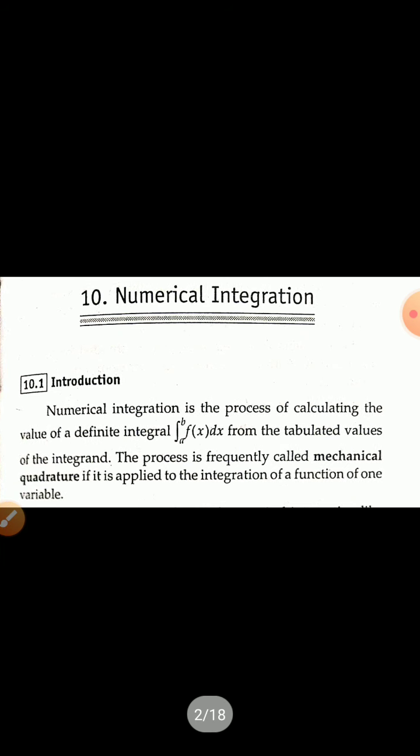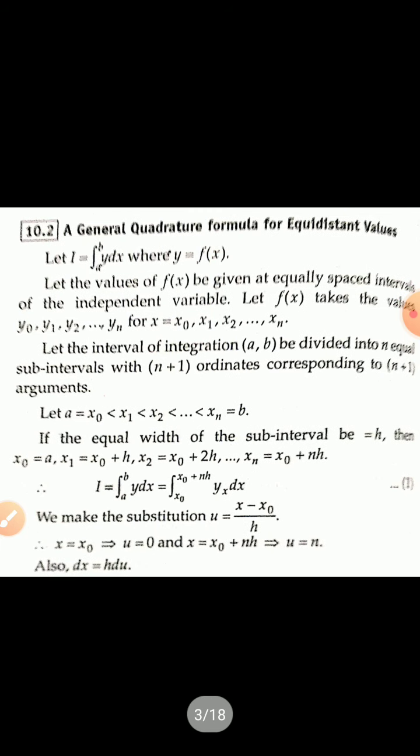Numerical integration is the process of calculating the value of a definite integral, integration a to b f(x) dx, from the tabulated values of the integrand. The process is frequently called mechanical quadrature if it is applied to the integration of a function of one variable. So for that we will discuss a formula.